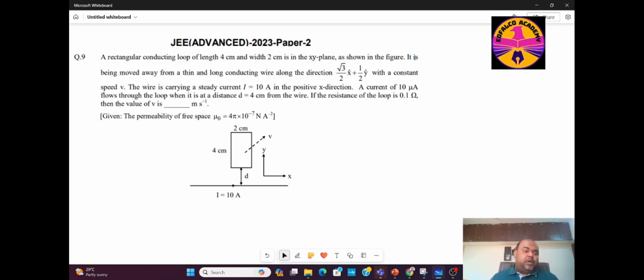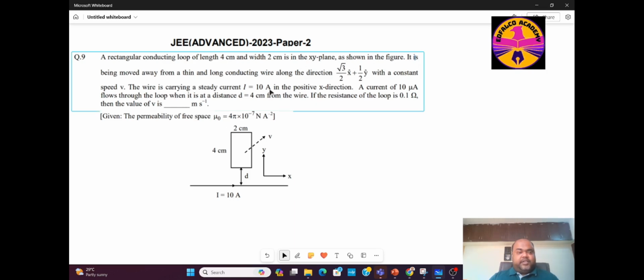Now this question is telling that a rectangular loop of length 4 centimeter and width 2 centimeter is in the XY plane as shown in the figure. Here you can see there is a figure which has a loop which is 4 centimeter in length and 2 centimeter in width, and it is in the XY plane. So we are clear with that.